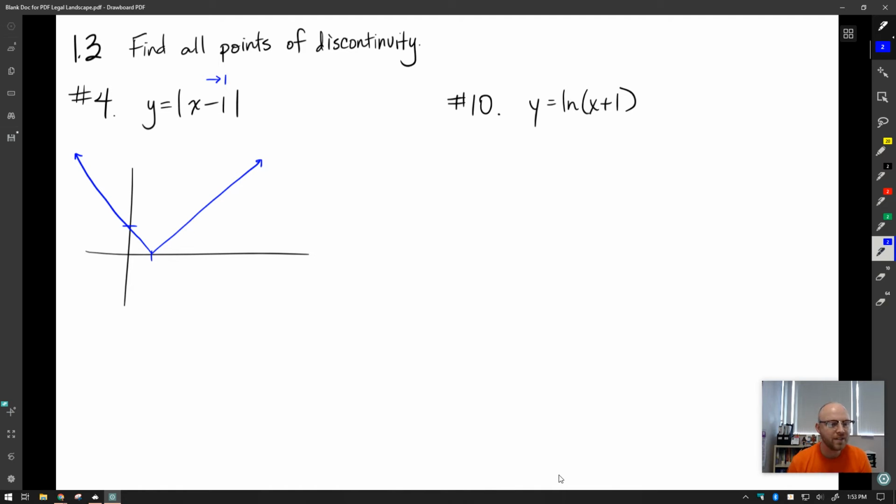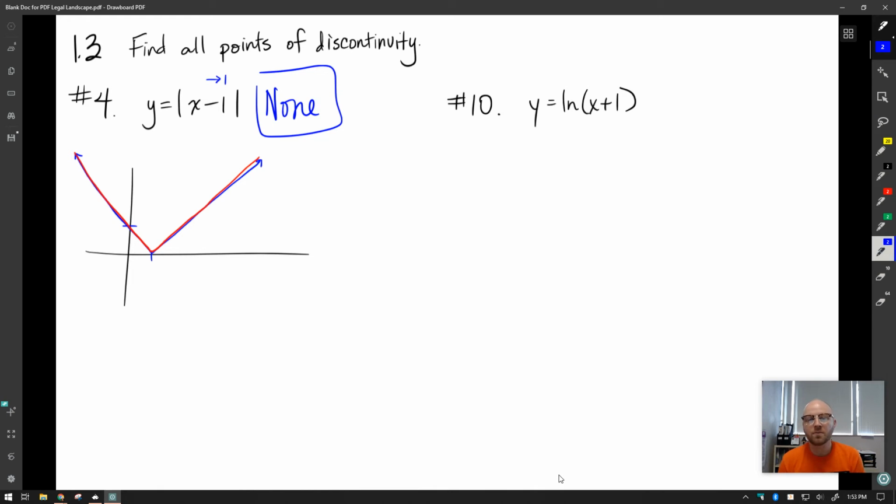So where are there points of discontinuity? There are none, because there are no holes, there are no jumps, no gaps, no asymptotes. I could draw this function without lifting my pencil from the paper if I move from left to right. So the answer to number 4 is none. There are no points of discontinuity.